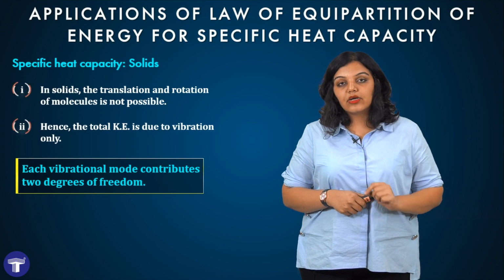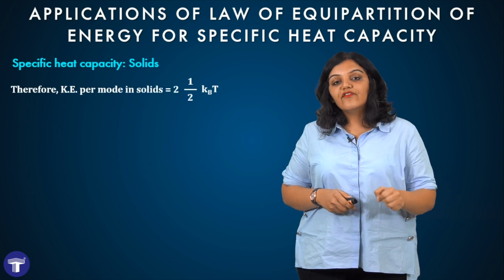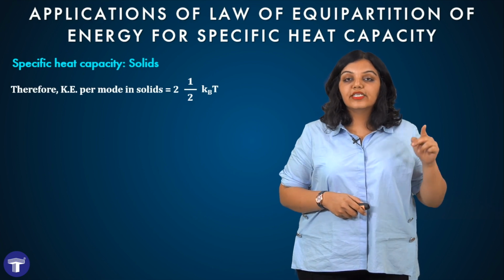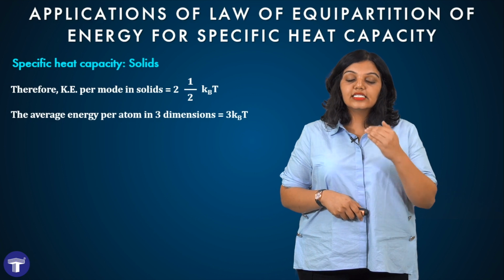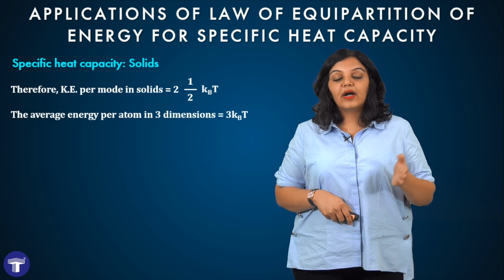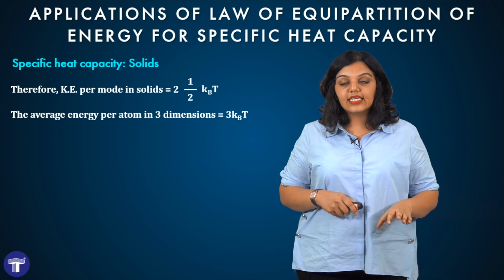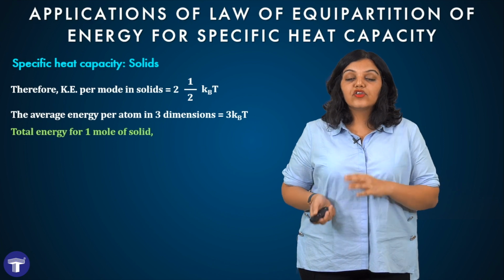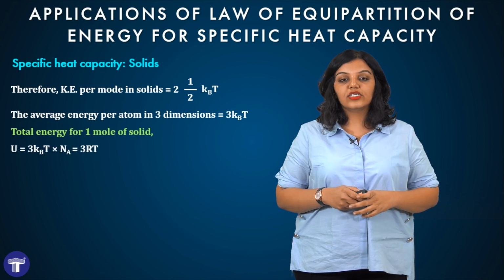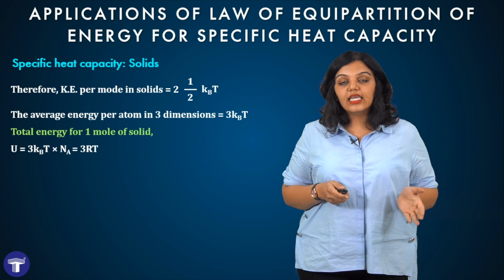But we saw some time ago that each vibrational mode contributes 2 degrees of freedom, and therefore KE per mode in solids will be twice 1/2 kBT, and therefore KE per mode in solids is kBT. But average energy per atom in 3 dimensions then will be 3 times kBT. So I get kinetic energy per atom in 3 dimensions is 3 kBT, and therefore total energy for 1 mole of a solid will be 3 kBT multiplied by Avogadro's number, which will give me 3RT.